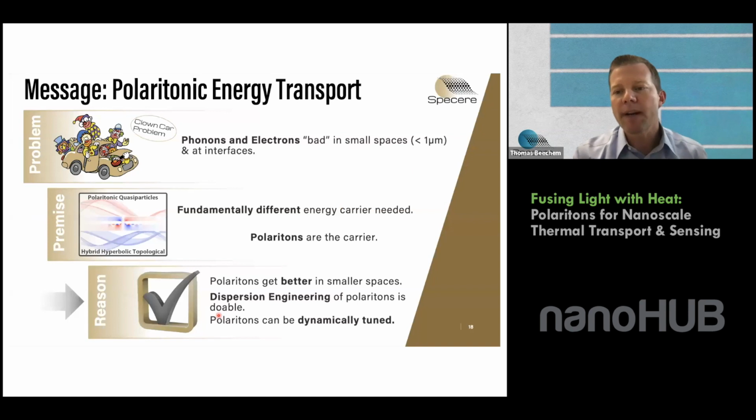All right, so let's just recap here real quick. I've told you that phonons and electrons are not great in small spaces. I've tried to posit that polaritons give us a different perspective. And one of the things that I told you is that dispersion engineering of polaritons is doable. And I haven't really given a whole lot of evidence for that. So I want to take a step back and give some evidence for why we always are engineering the dispersion of polaritons in the nanophotonics community. And so we can use those same concepts and just apply that to thermal transport.